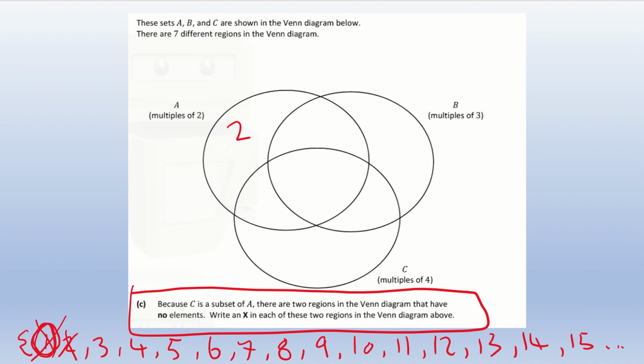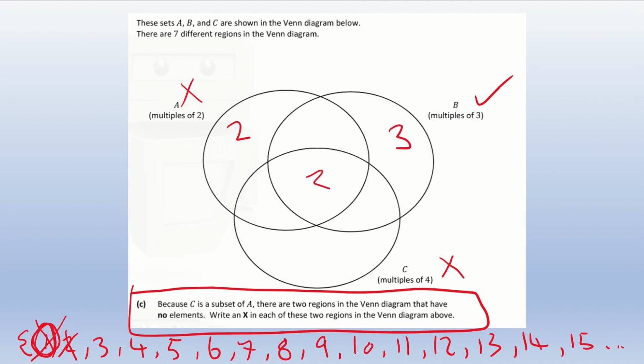And I'll put an X through it. The number 3 is a multiple of 3. It's not a multiple of 2, and it's not a multiple of 4. So the only place I can put the number 3 is here.